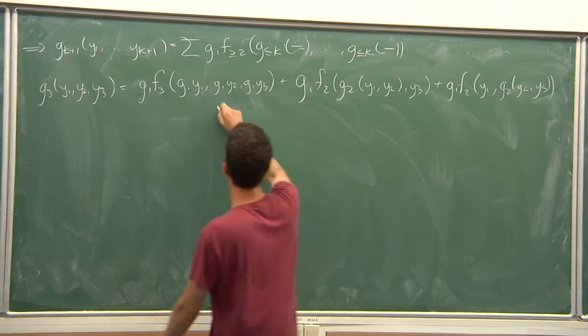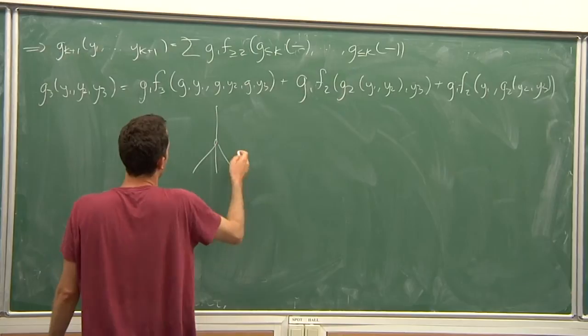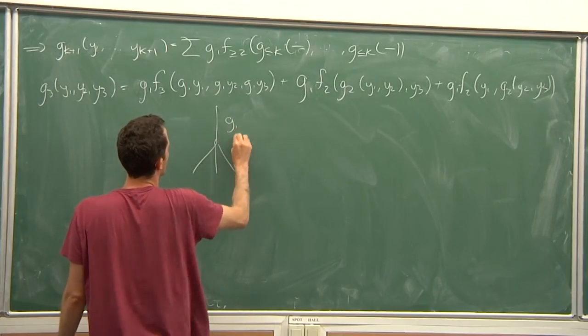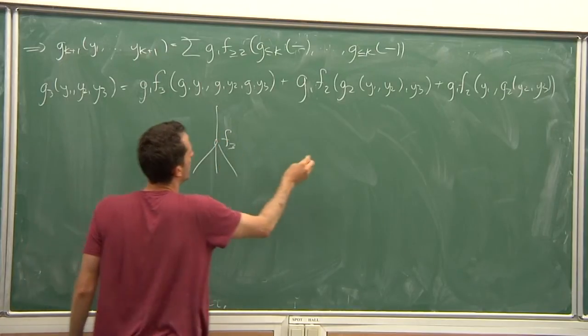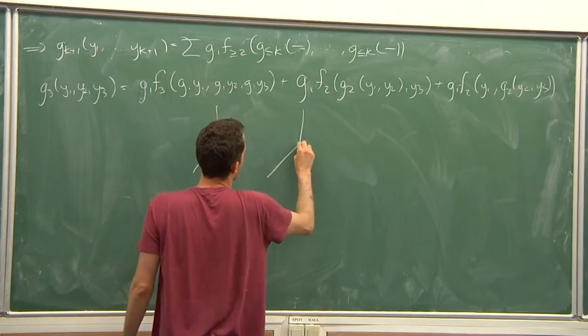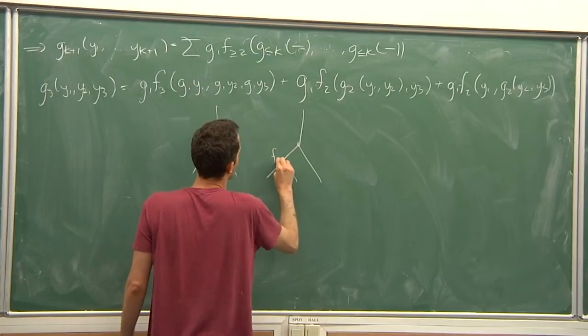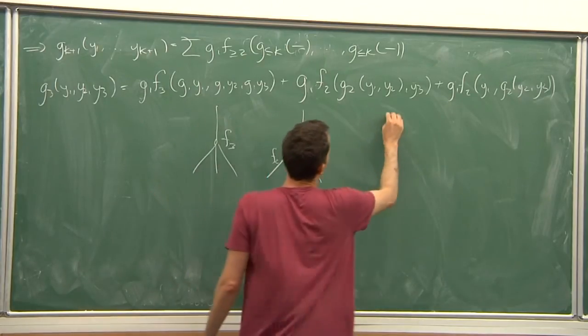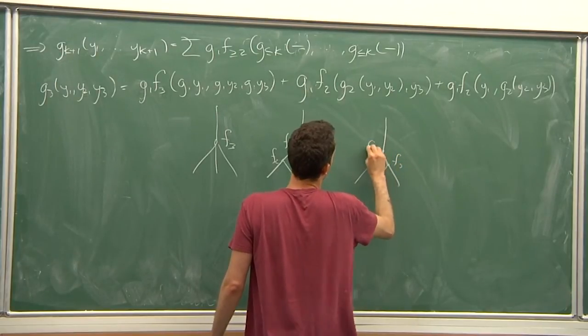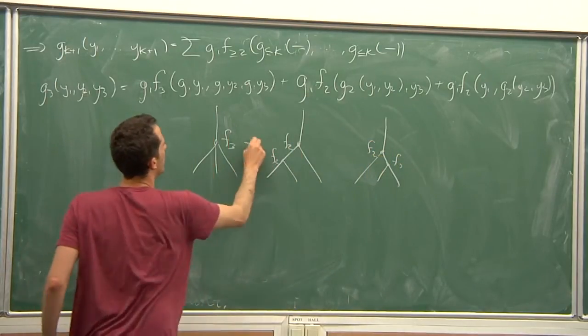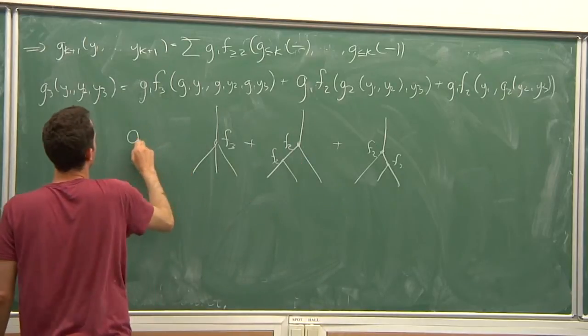Okay, so you can draw these as kind of diagrams. Here you have G1. I'll stop writing G1 on the edges. All the edges always have a G1 on them. And you have two, three diagrams with the lower order F's. Okay. So this is G.